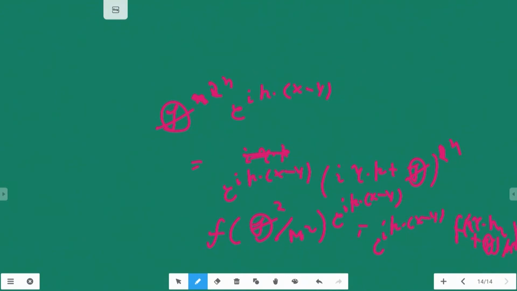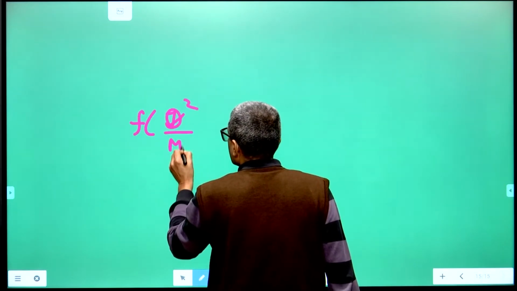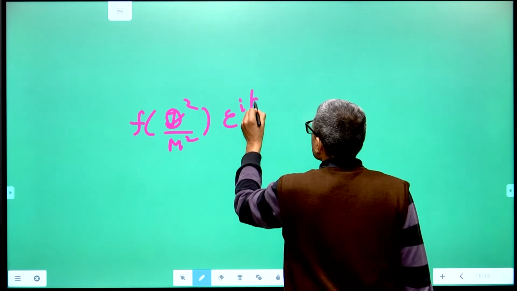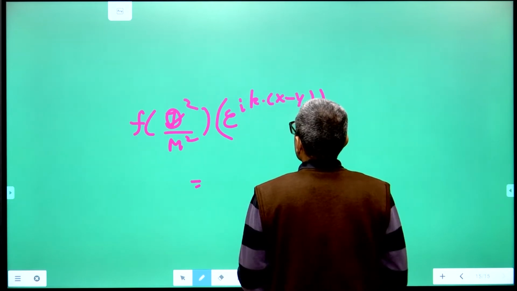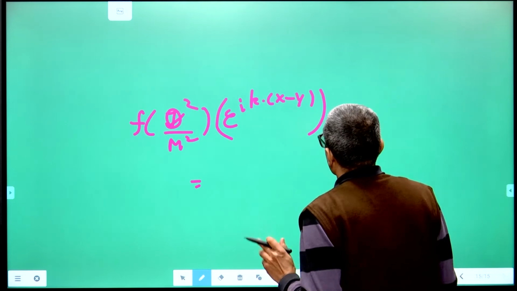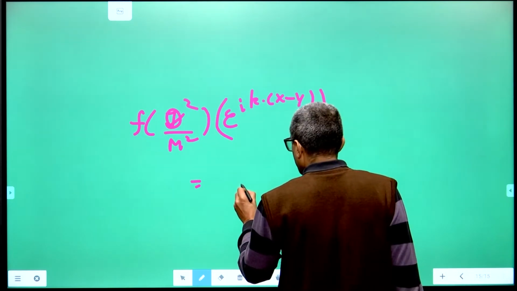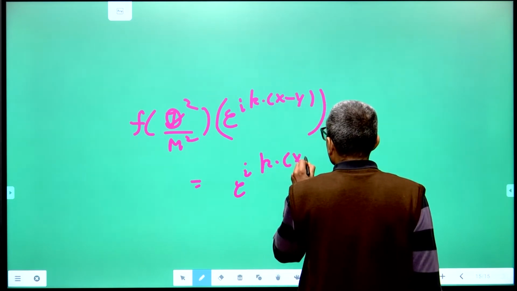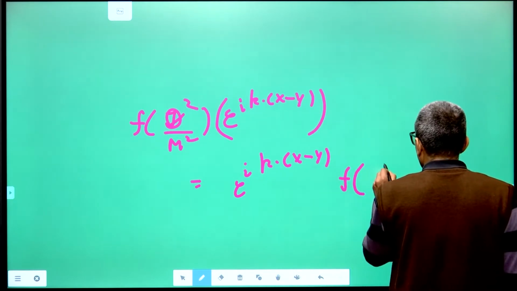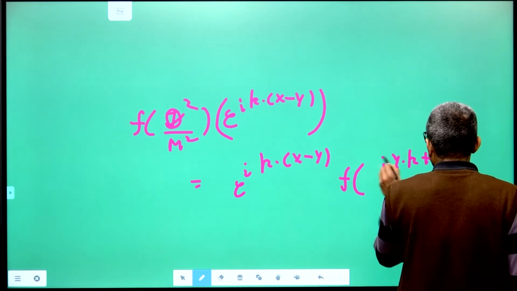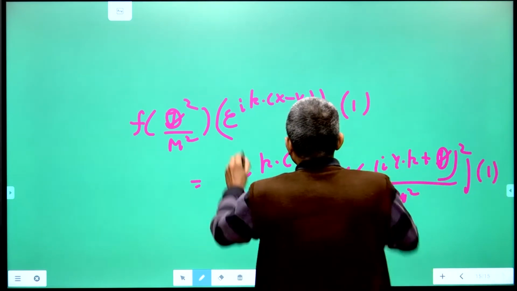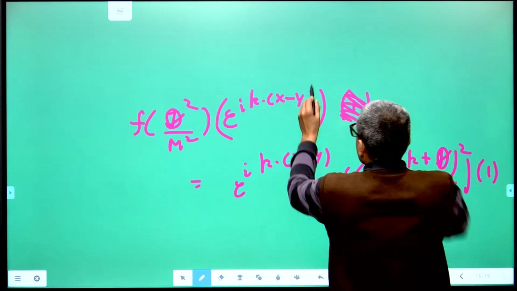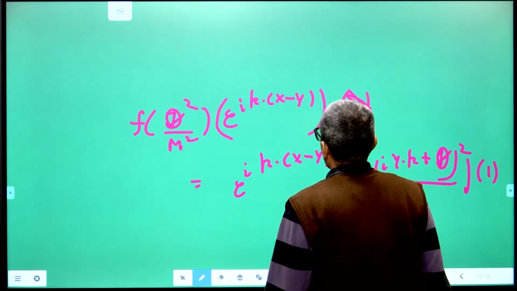And I am now interested in acting with this operator on the function 1, which takes the value 1. So what I get is f of D²/M² acting on e^{ik·(x−y)} acting on 1, that means this acts on this function as a function alone. This is simply equal to, and you do not put x equal to y here, right. So I get simply e^{ik·(x−y)} times f of (iγ·k + D)² divided by M², and then I act on the unit function to get a function. So when I act on the constant function 1, it amounts to acting on this function.